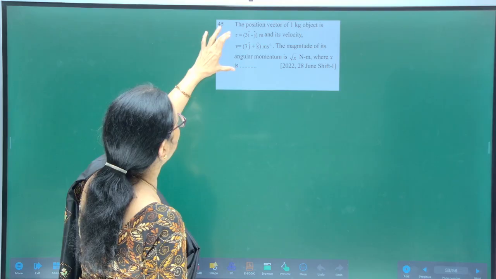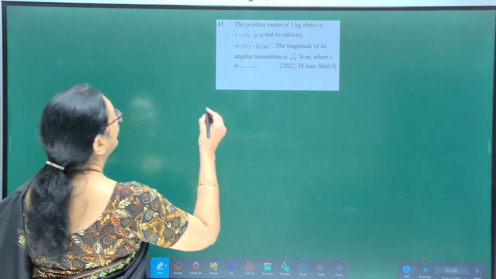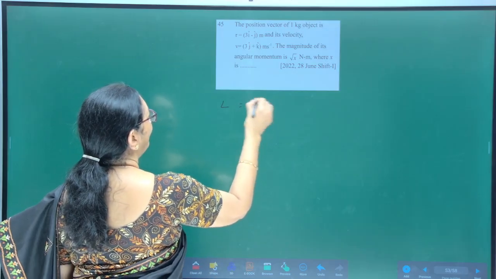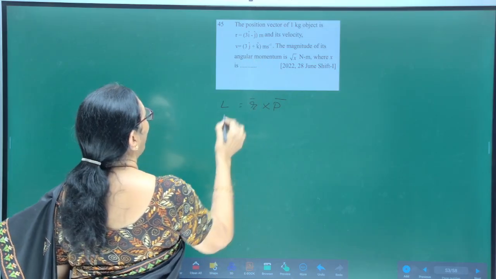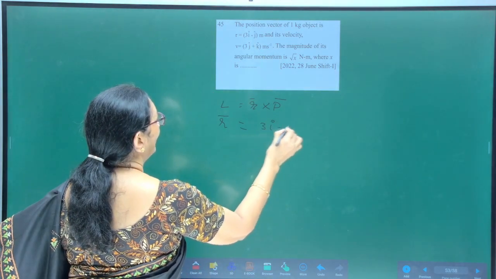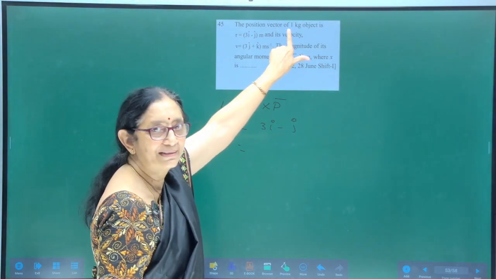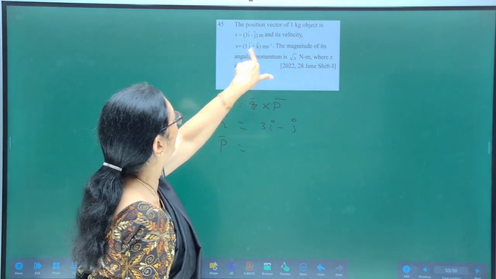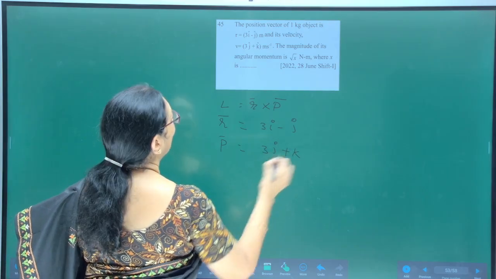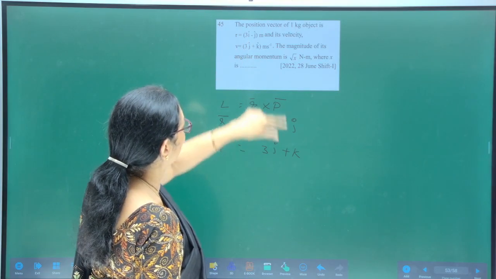Position vector of 1 kg object is given, velocity is given, find the angular momentum. See here, angular momentum L is equal to r bar cross p bar. R bar is given as 3i minus j. Momentum vector is m v bar. Mass is given as 1 kg. So, momentum vector becomes 3j plus k. So, you have to copy it down carefully, 3i minus j, 3j plus k.